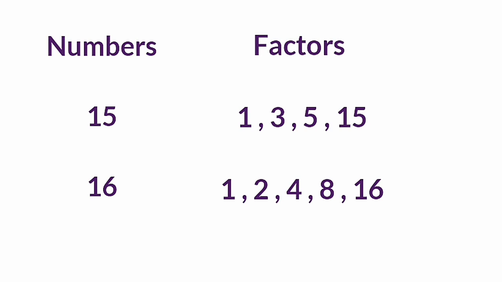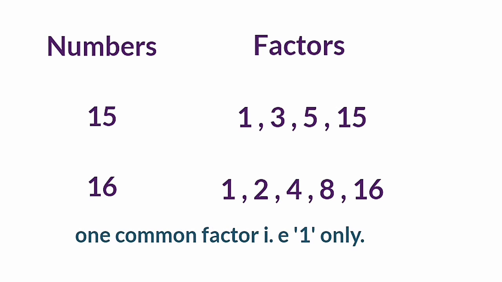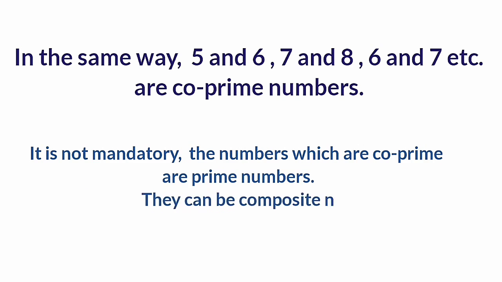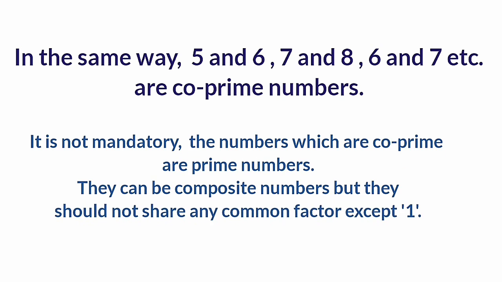Now compare the factors of 15 and 16. You can see on the screen that 15 and 16 have only one common factor, that is 1 only. It means they are coprime numbers. In the same way, 5 and 6, 7 and 8, 6 and 7, etc. are coprime numbers. It is not mandatory that numbers which are coprime are prime numbers. They can be composite numbers, but they should not share any common factor except 1.